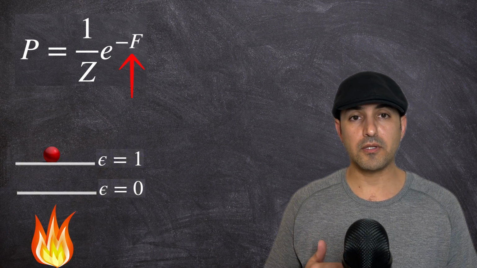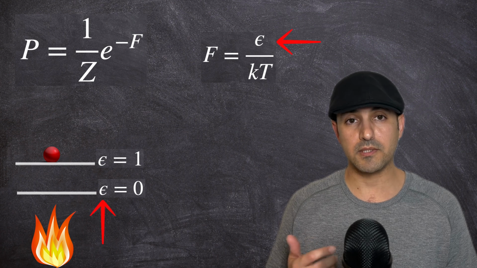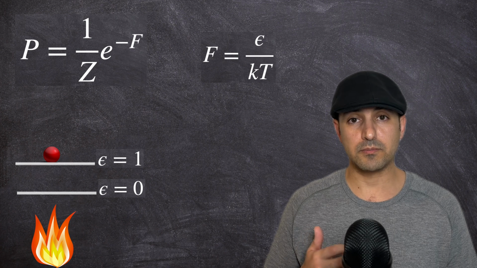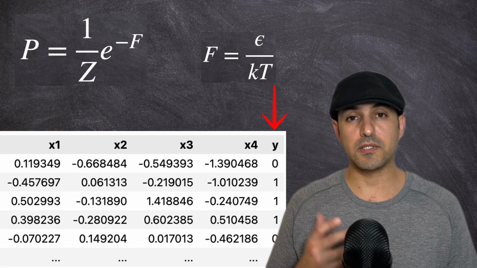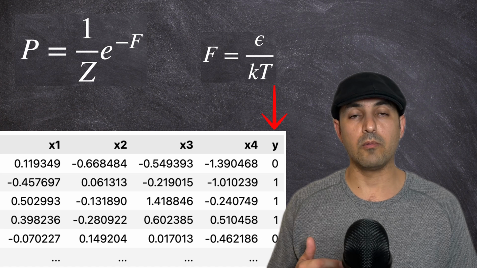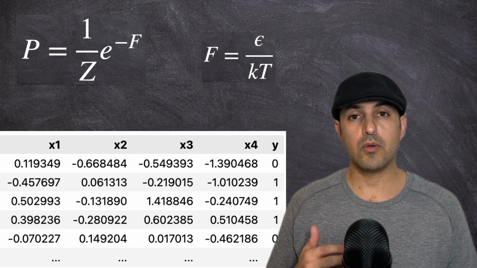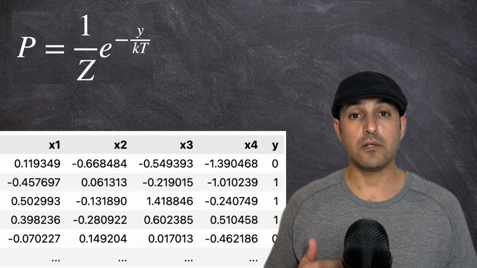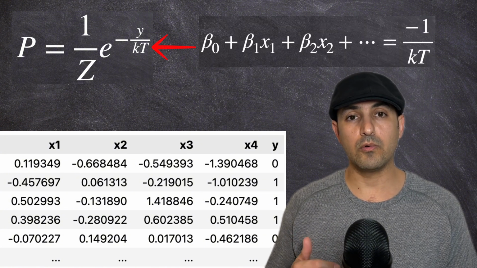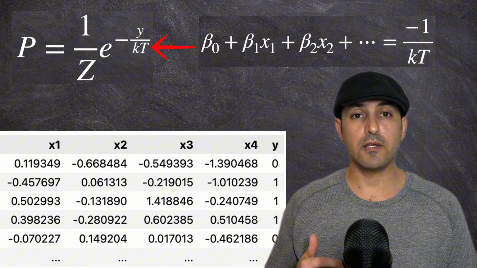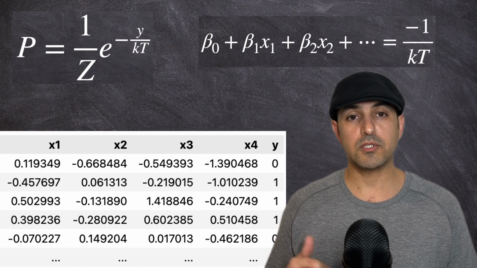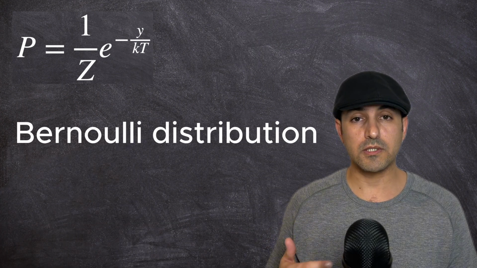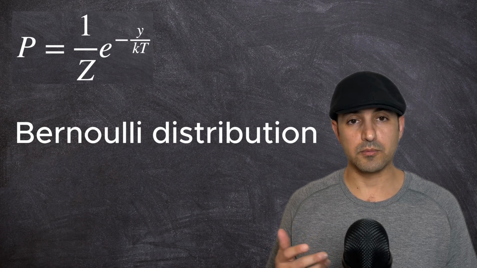In this case, the effective free energy is equal to the energy epsilon divided by kT. As we discussed, in the case of a spreadsheet, the energy epsilon is just the y column with categorical values. So let's replace epsilon with y so that we are consistent with the conventions in machine learning. Also keep in mind that -1 over kT is related to the rest of the columns in the spreadsheet by this equation. Just so you know, this form of distribution is also known as the Bernoulli distribution.